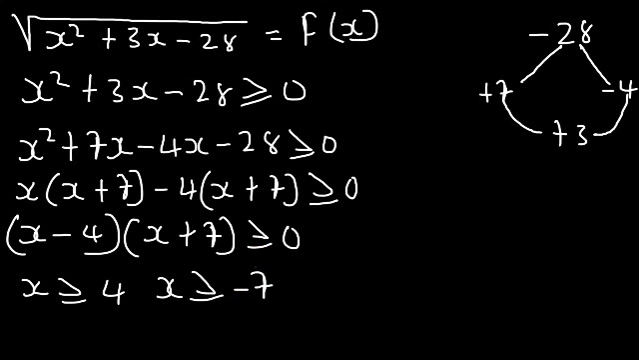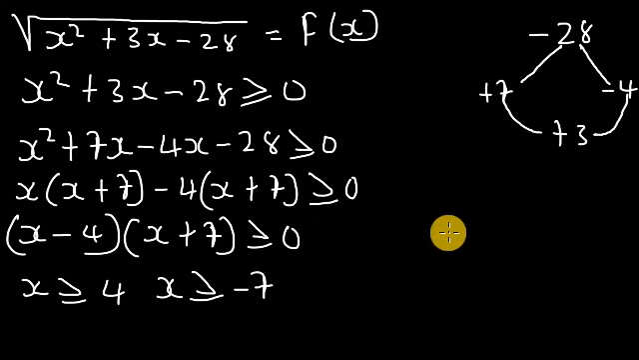Please, I want you to keep this at the back of your mind. Whenever you have a radical function with a quadratic function inside it, after getting the two critical points, you need to use what we call a test point. We use a number line to test if that statement is going to remain the same. We want to test the region that keeps giving us values greater than 0.